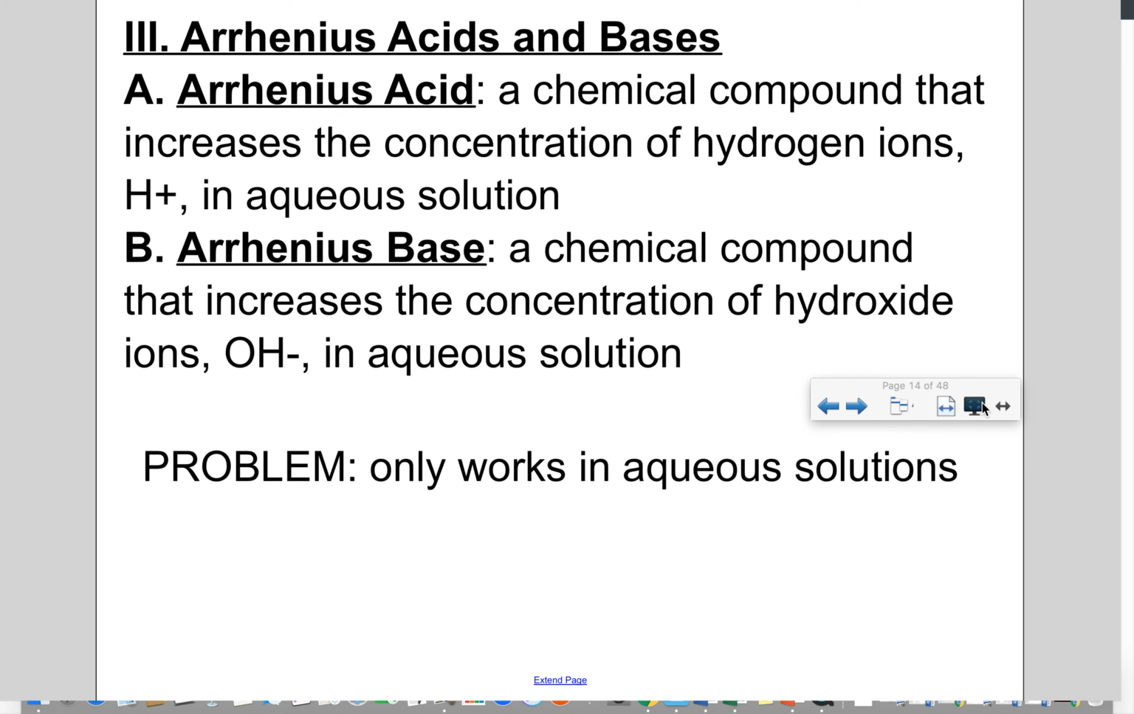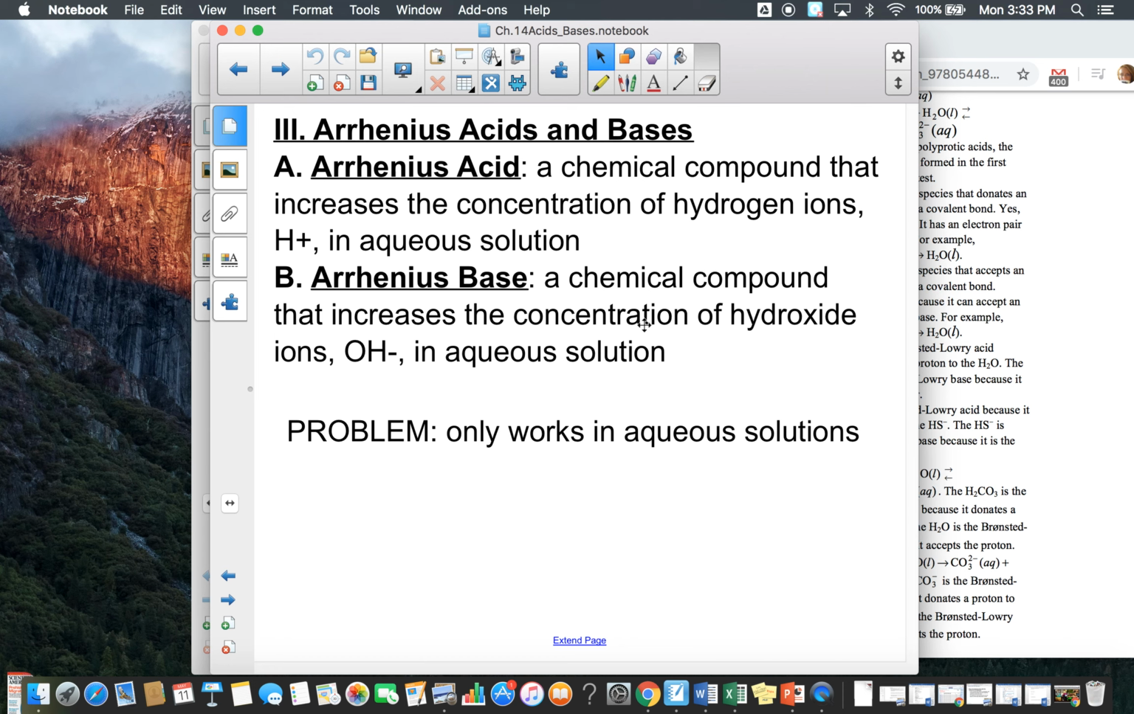Okay, that does it for today. I just talked about properties of acids and bases. Tomorrow I'm going to talk about the first definition of acids and bases.